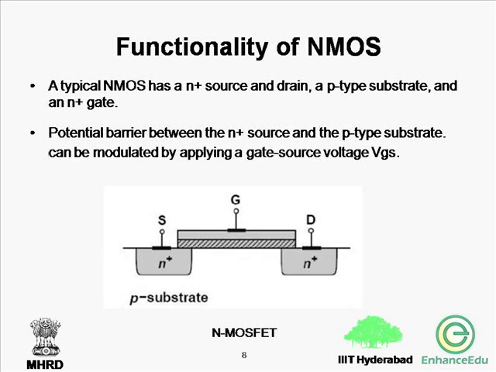The functionality of NMOS: a typical NMOS has the structure which is shown in the figure. It has the N plus source and drain, a P type substrate and the gate. The potential barrier between the N plus source and the P type substrate can be modulated by applying a gate to source voltage, that is VGS.